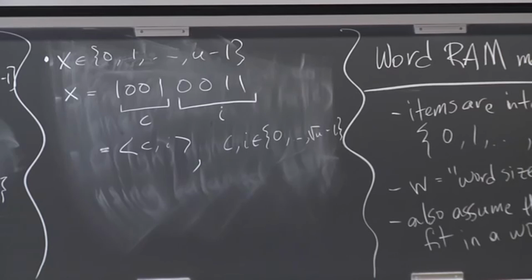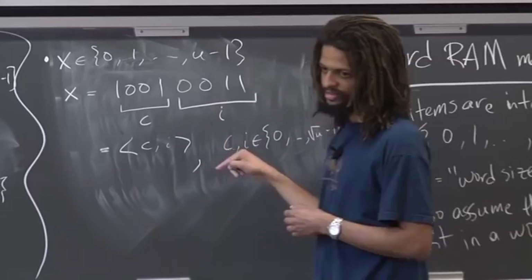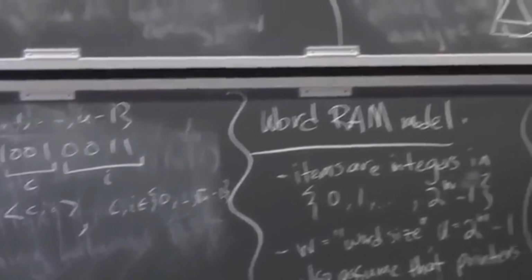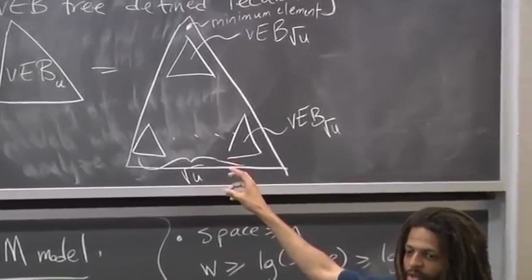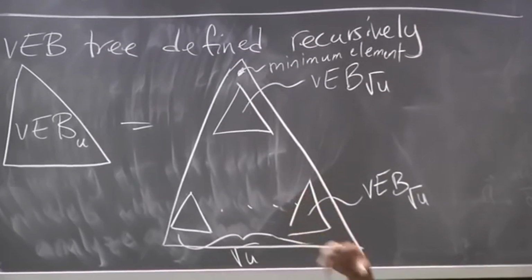I guess I didn't tell you what the summary does. Let me tell you. I told you that I'll insert i into the cth cluster. Also, if the cth cluster happened to be empty when I did the insertion, I'll also insert c itself into the summary. So the summary keeps track of which clusters are non-empty. That's the point of the summary.